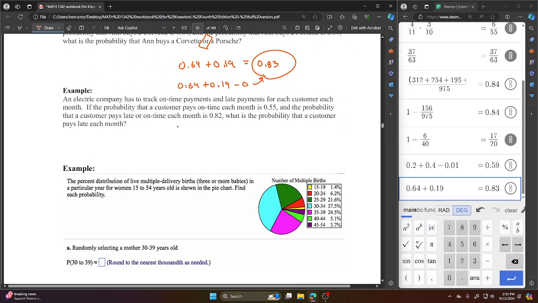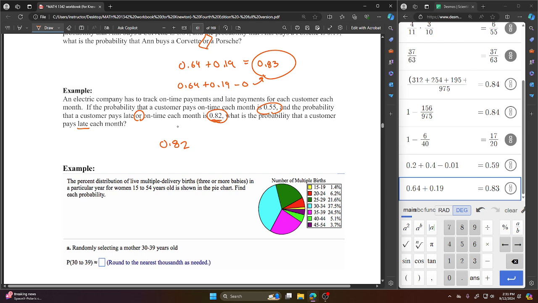Electric company has to track on-time payments or late payments for each customer. Probability of on time is this much. Probability of late or on time is this much. What's the probability of being late? So it's kind of weird. Can you be both late and on time at the same time? No. So they're mutually exclusive. You can't have both. Yes, exactly.